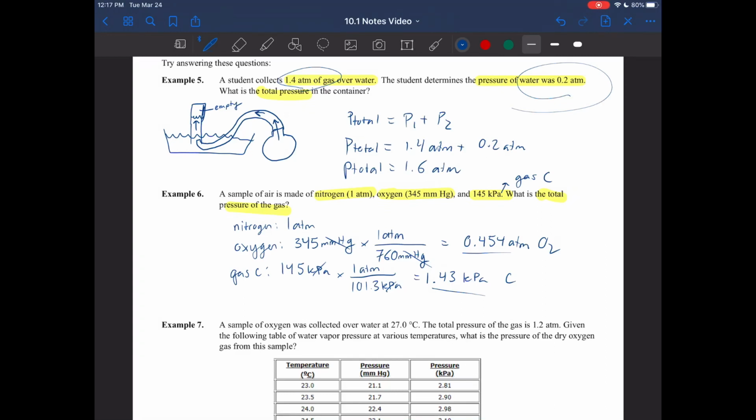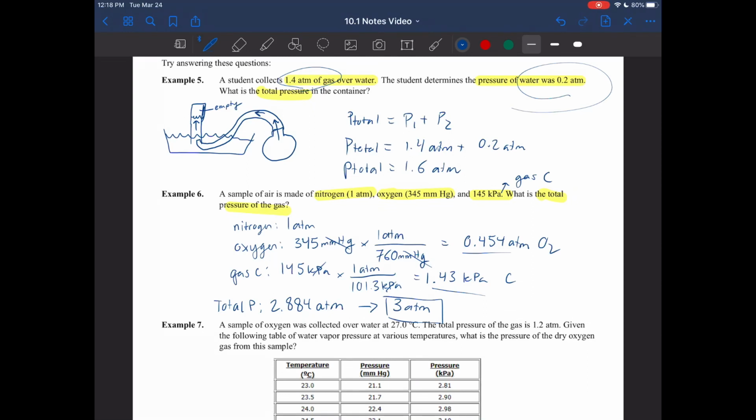So what is the total pressure of this gas? Just like before, you add all the partial pressures together to get that. So we're going to do 1 plus 0.454 plus 1.43, and you should get around 2.884 atmospheres for your total pressure. If you're rounding to the correct number of sig figs, in this case, you're going to round to the ones place, so that would just be 3 atmospheres if you want the most technically correct answer.